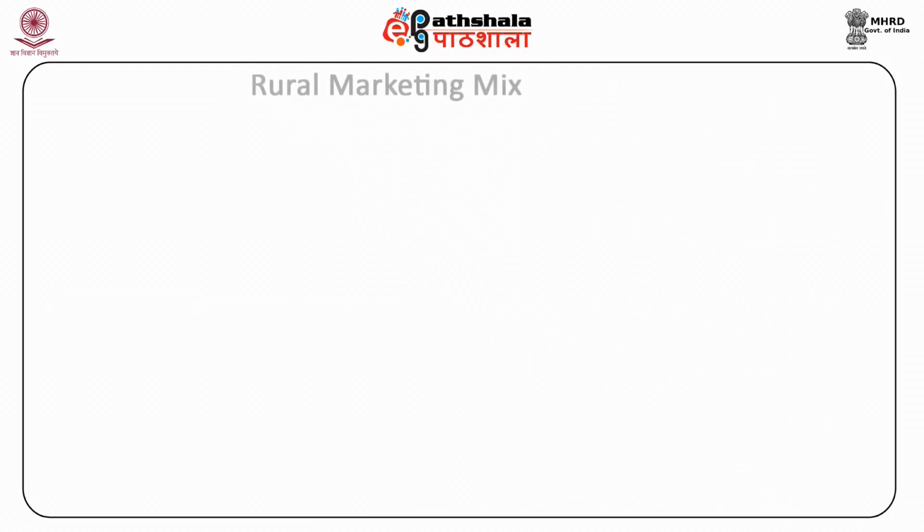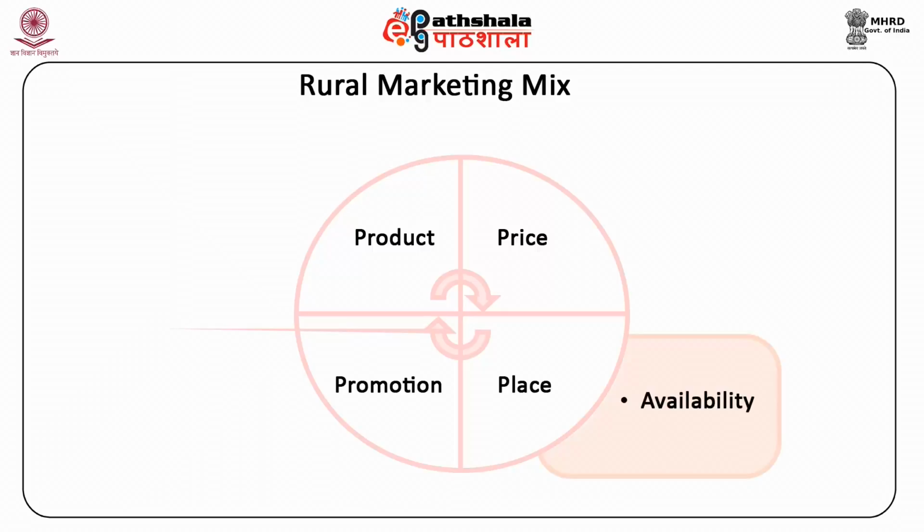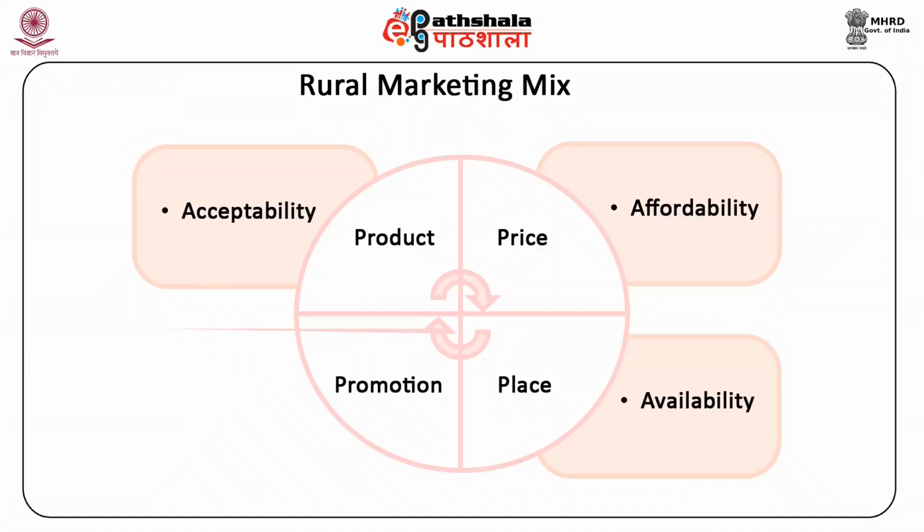Marketing mix is the combination of various marketing elements that the marketer utilizes in the satisfaction of consumer needs and wants. The generally accepted marketing mix consists of 4 P's, which are product, price, place, and promotion. However, rural markets differ in their characteristics from urban markets, where usually the concept of marketing has been applied. Therefore, the traditional marketing mix has to be redefined for the rural markets. The rural marketing mix consists of 4 P's and 4 A's, which are availability, affordability, acceptability, and awareness.